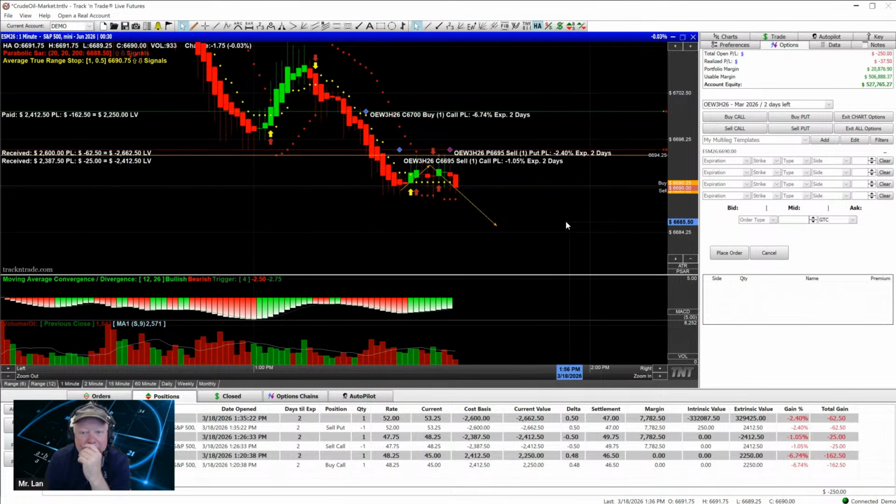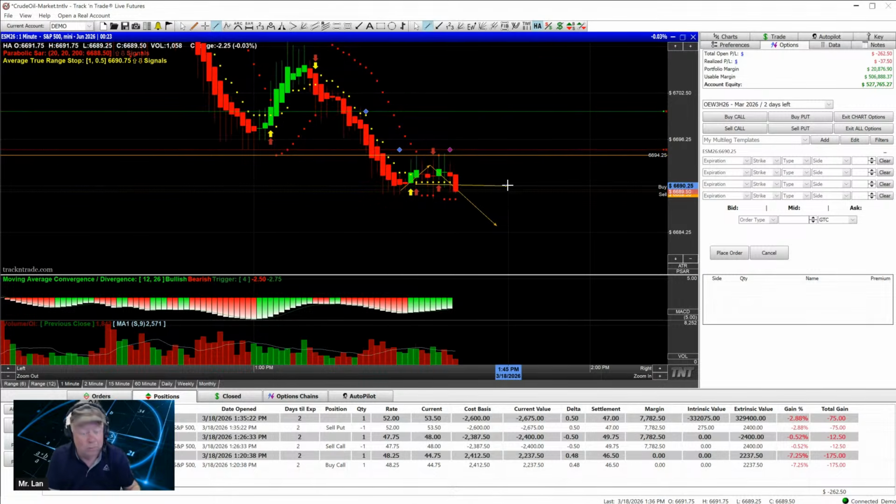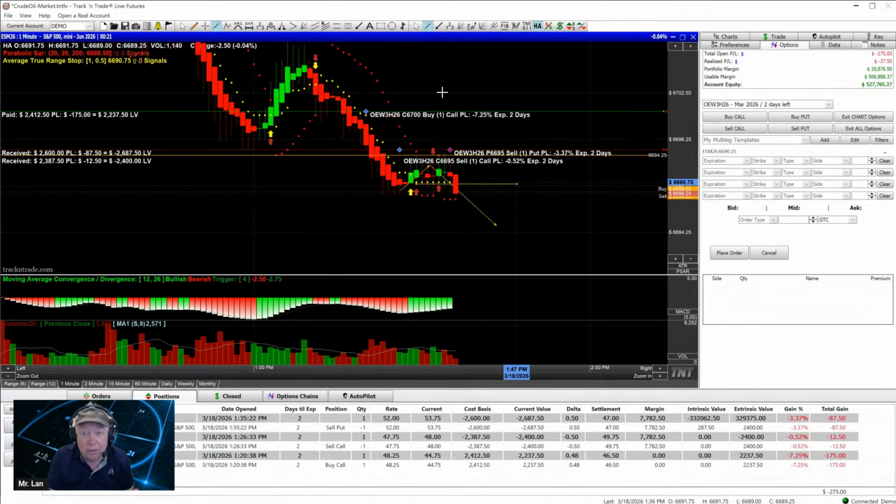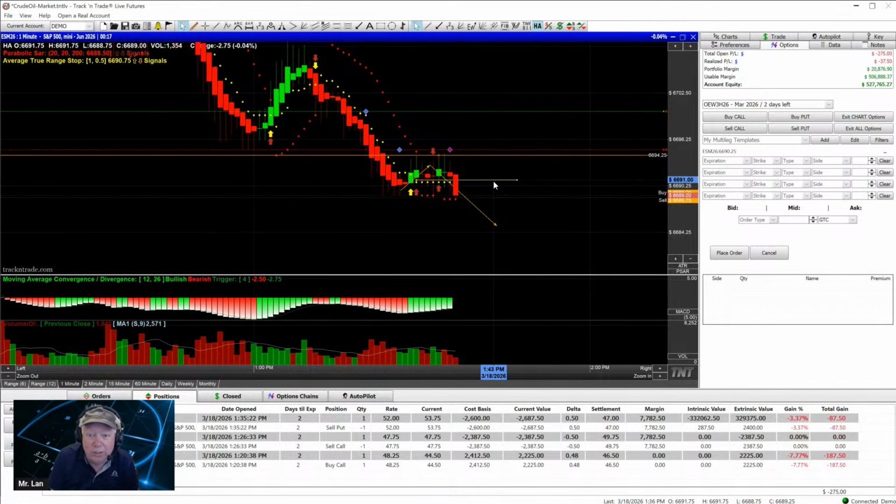Come on. It's trying to break right there. Breaking those yellow dots. That's the average true range. Right through there. So close below the average true range. It should continue to fall.